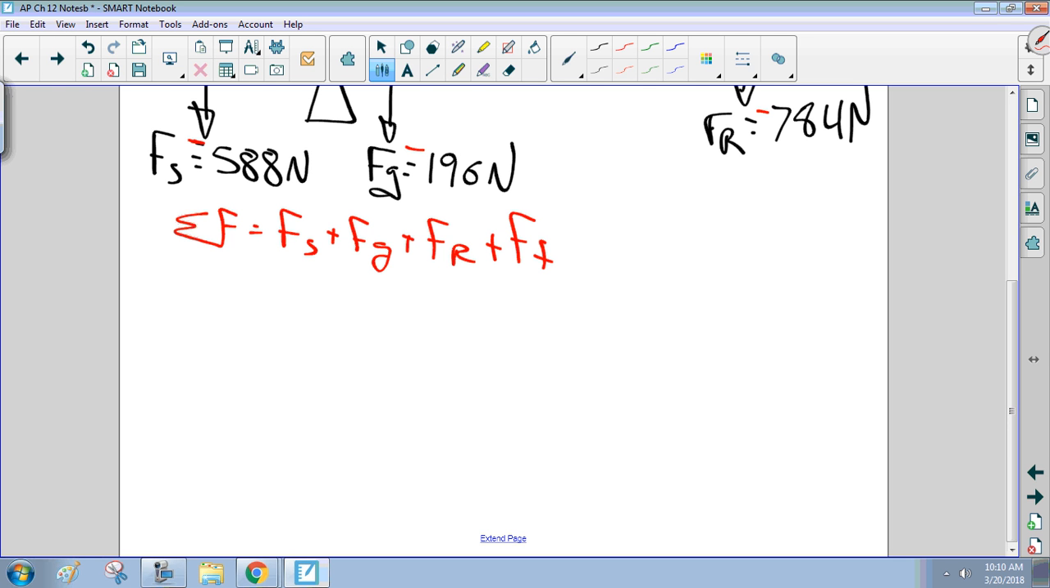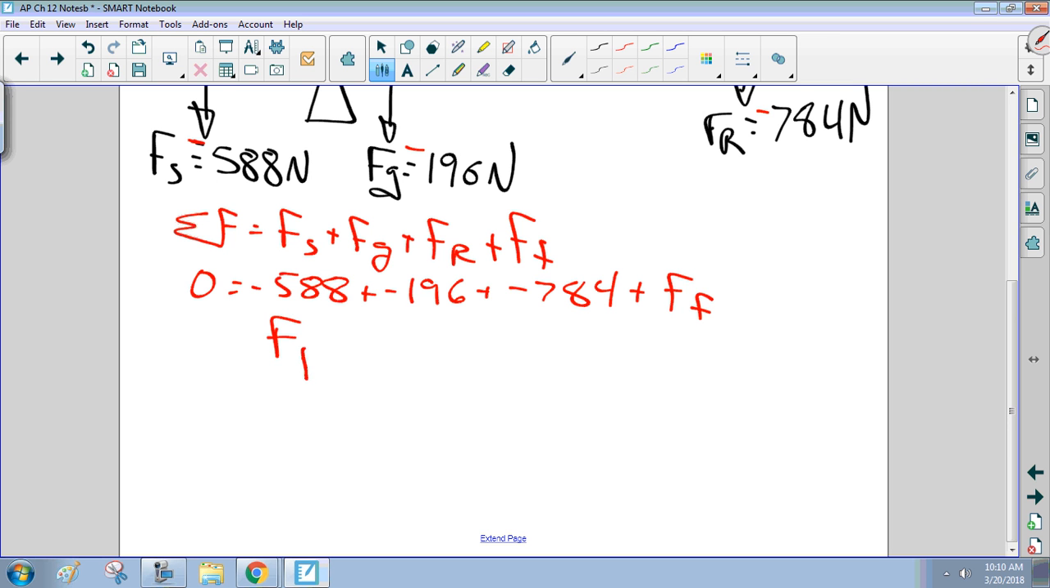Okay? So, net force is zero, force of Sally is negative 588, force of gravity is negative 196, force of Roy is negative 784, plus the force of the fulcrum. Solve it, and you will discover that the force of the fulcrum is 1568 newtons. I have it written down on this piece of paper. I was right. All right.